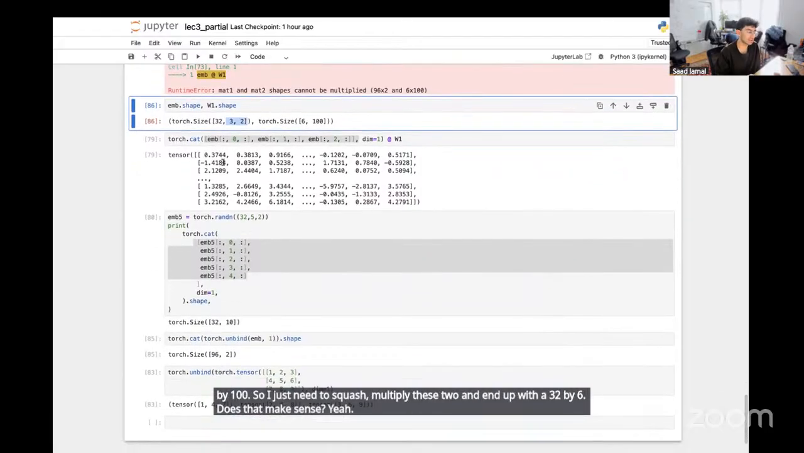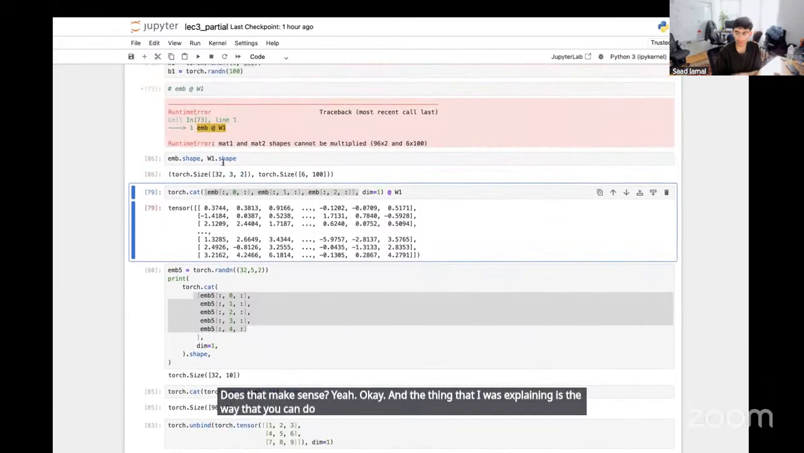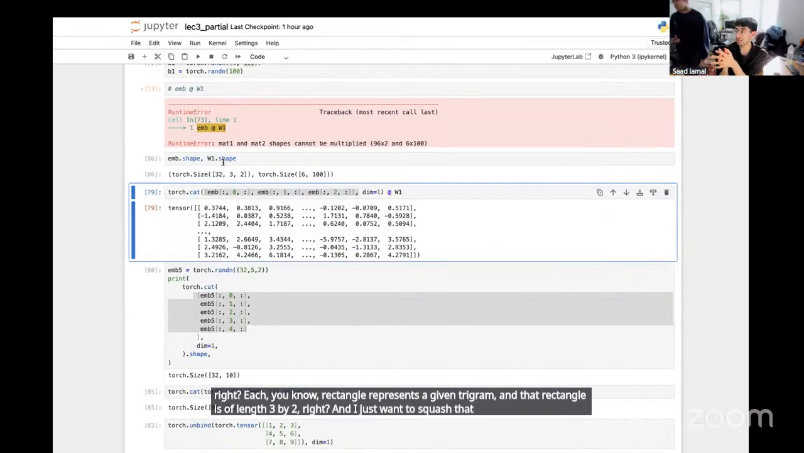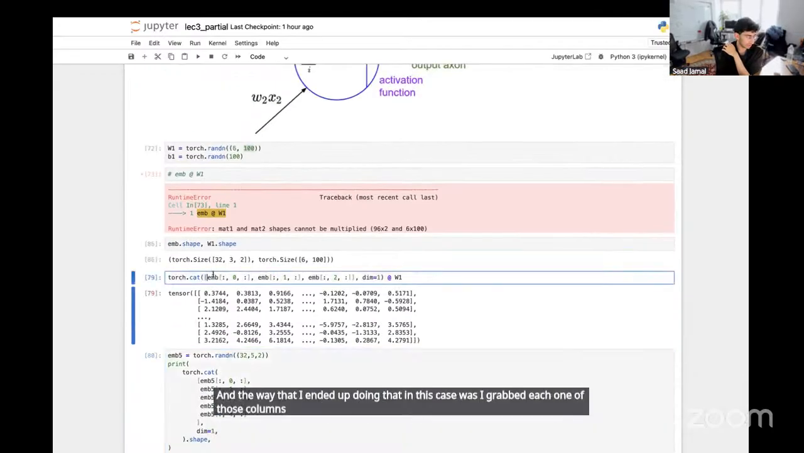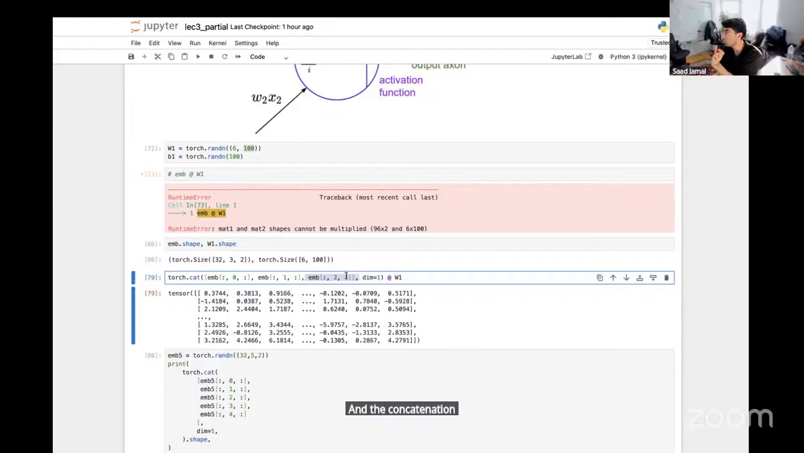Okay. And the way that you can do that is that a 32 by 3 by 2 is like a rectangular prism, right? Each rectangle represents a given trigram, and that rectangle is of length 3 by 2. I just want to squash that to be not 32 by 3 by 2, but 32 by 6. The way that I did that in this case was I grabbed each one of those columns, column 1, column 2, column 3. And when I concatenated them together, I ended up with 32 examples and the concatenation of each one of those character embeddings. Does that make sense for them?